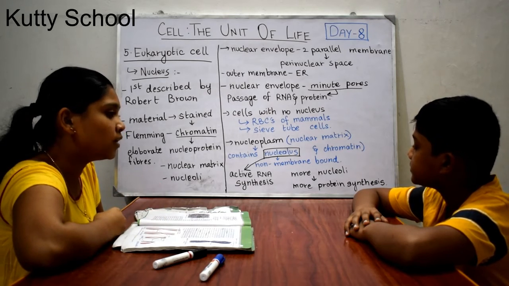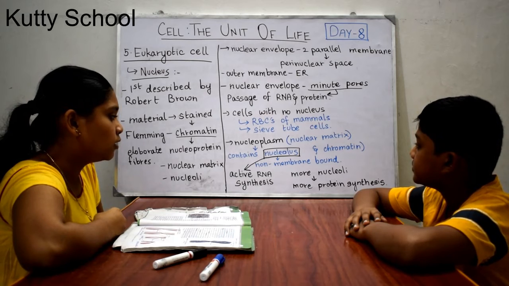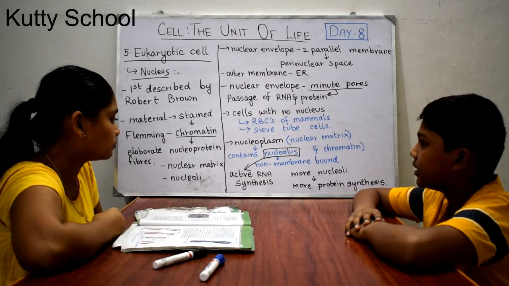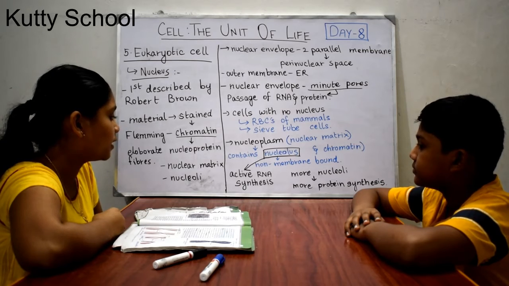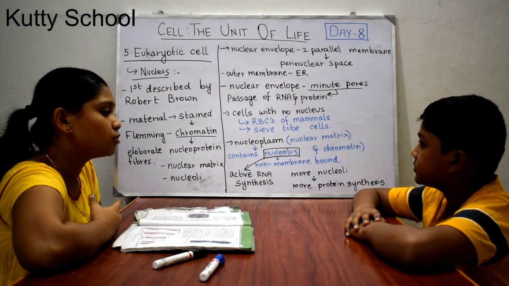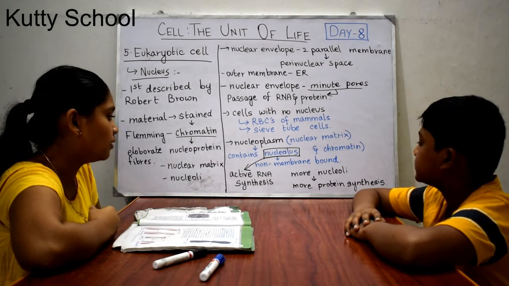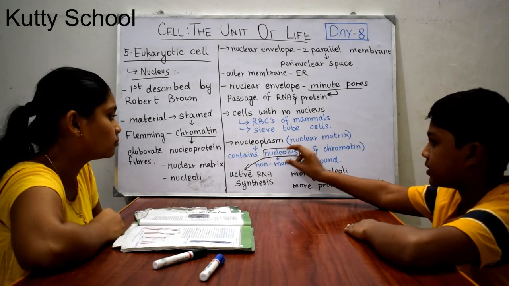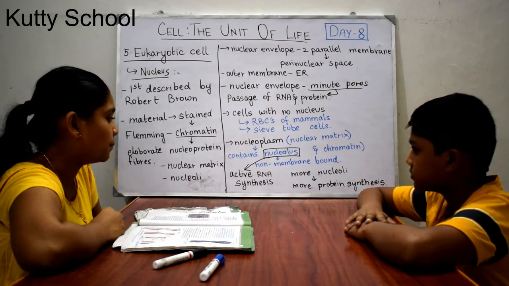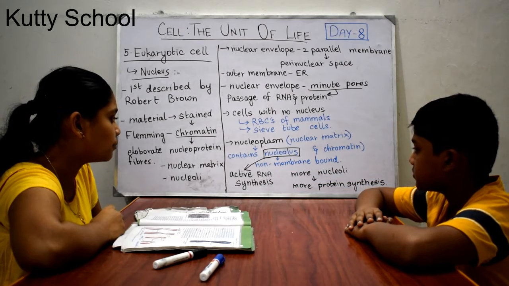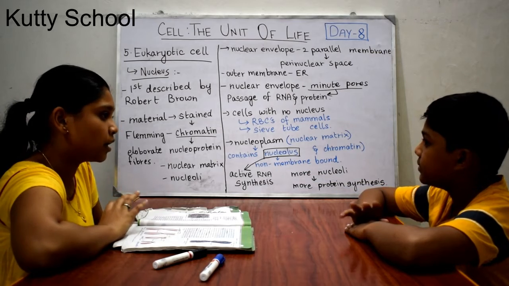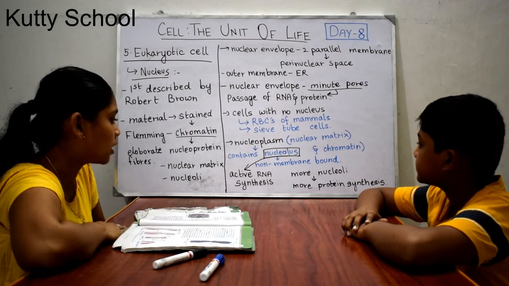So what do these nucleoli do? They are involved in the synthesis of active RNA. They produce RNA, ribonucleic acid. The nucleolus mainly produces RNA; no other system produces RNA.